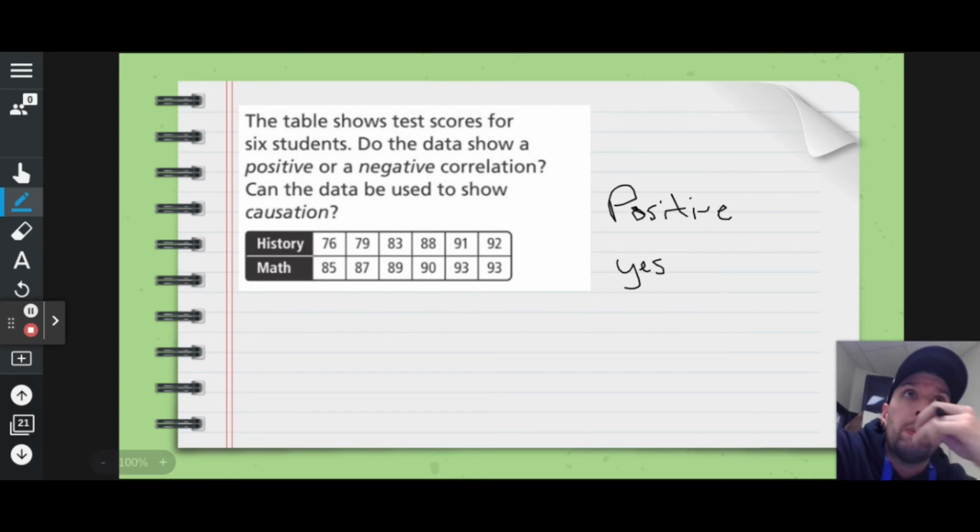Now, what causation means is it safe to say that if somebody does better in math, that they'll do better in history? According to this data, yeah, it looks like it. So, causation, yes.